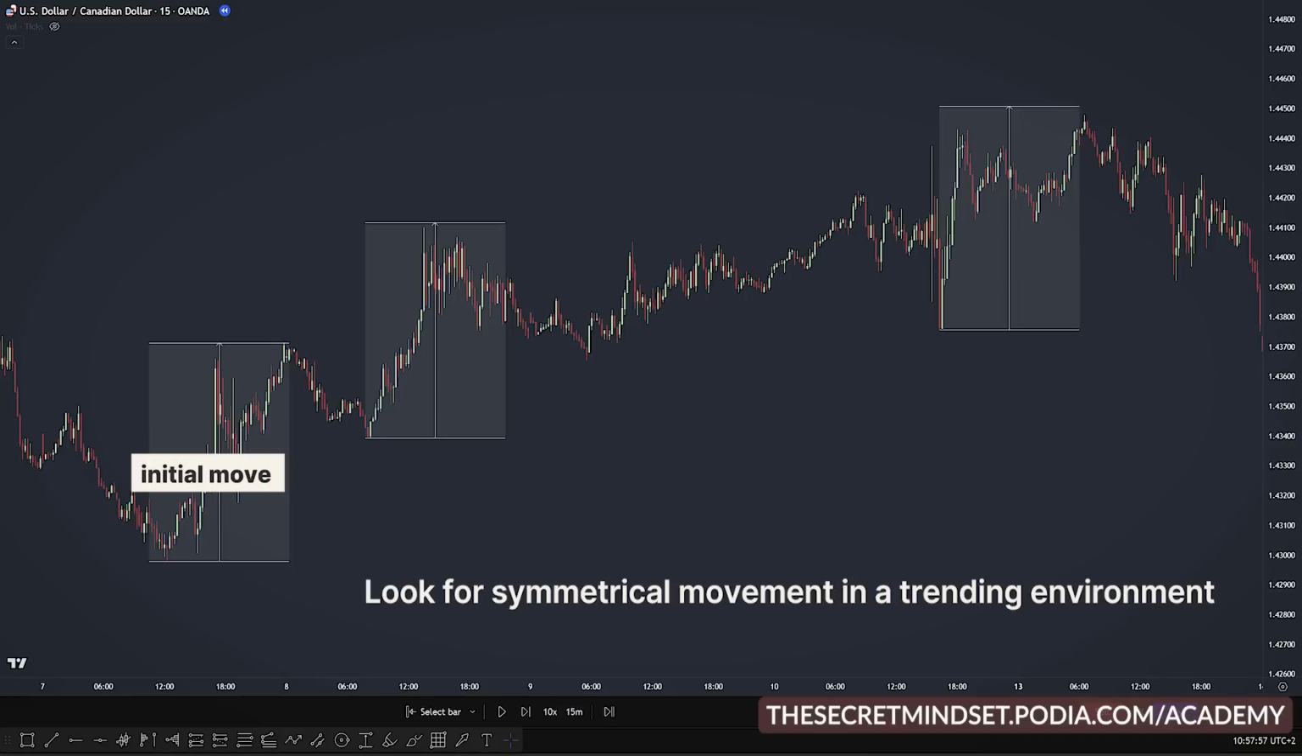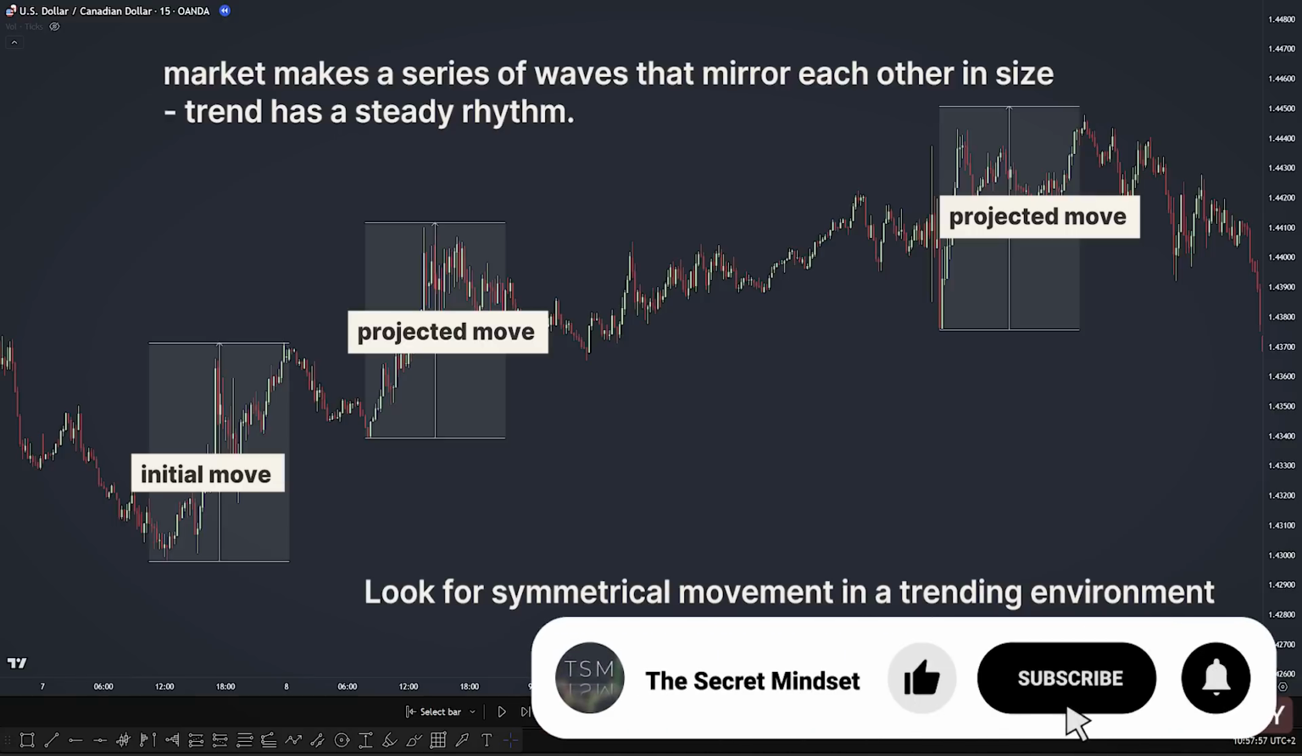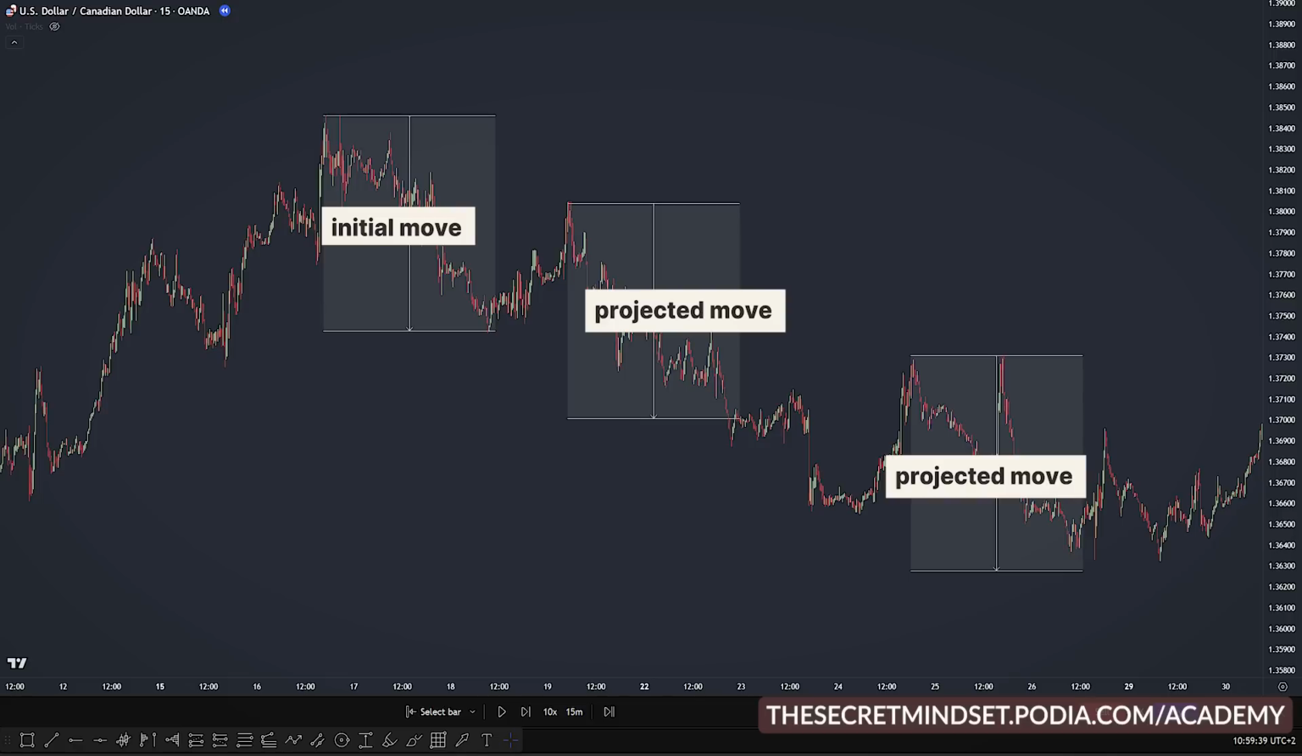You look for symmetrical movement in a trending environment. If a market makes a series of waves that mirror each other in size, that might confirm the trend has a steady rhythm. If you see multiple measured moves that keep playing out, you get a sense that the trend is healthy and consistent. Of course, markets don't always honor the symmetrical moves precisely.